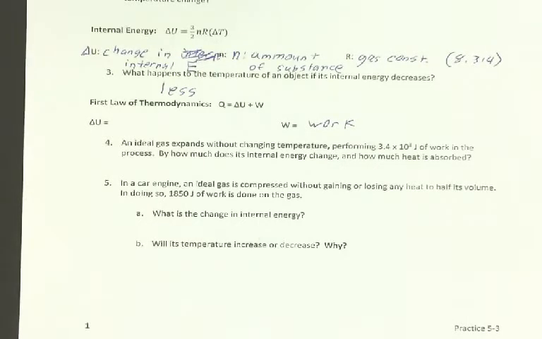So, an ideal gas expands without changing the temperature. It does 3.4 times 10 to the 3rd joules of work in the process. By how much does the internal energy change, and how much heat is absorbed? So see what you can do on 4. So how much does the internal energy change by? It doesn't.